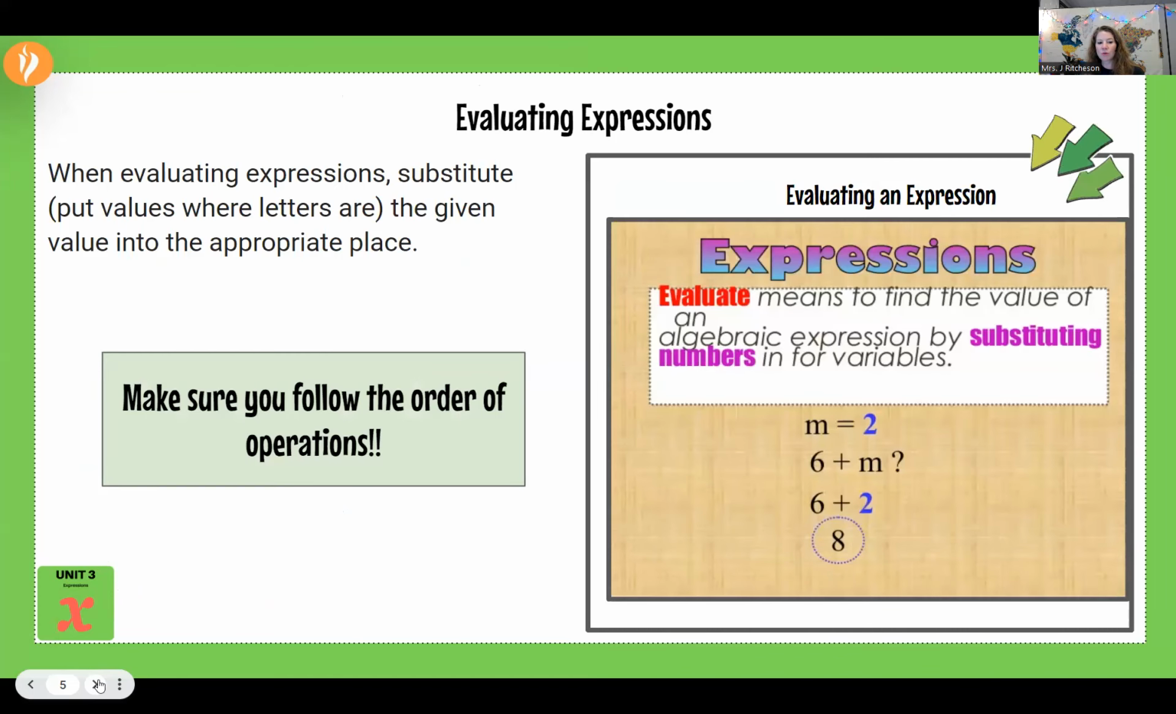So you are going to sometimes be given a value for your variable. Up to now, like when we combine like terms, I would always say, okay, we can't do anything else with this because we have no idea what the value of the variable is. But now that's what we're going to look at, when they give us the value of the variable.